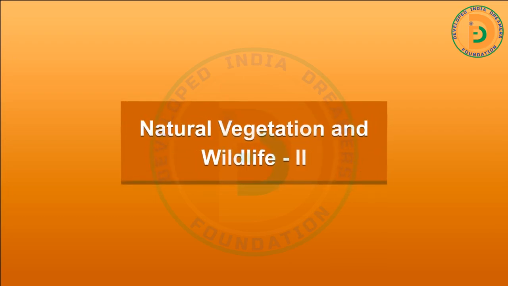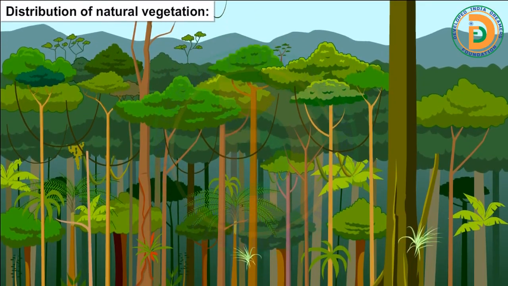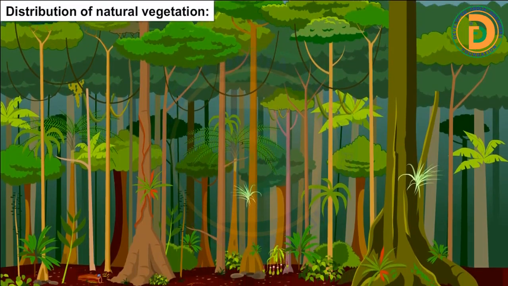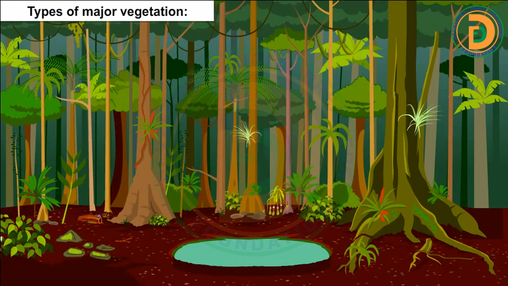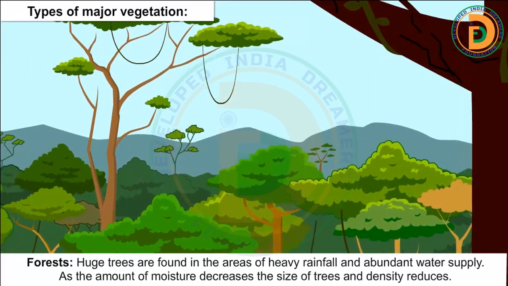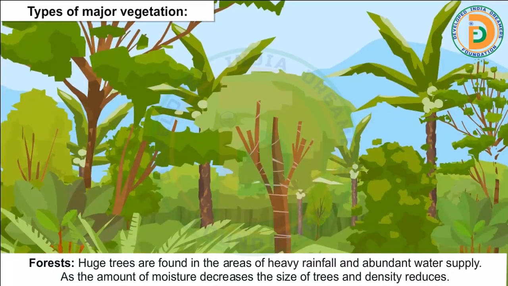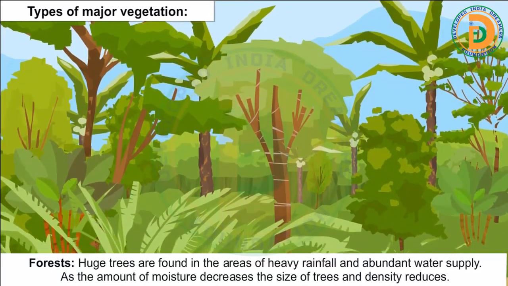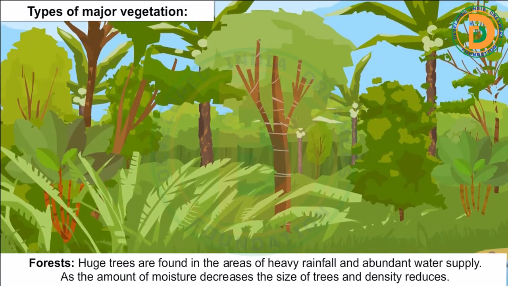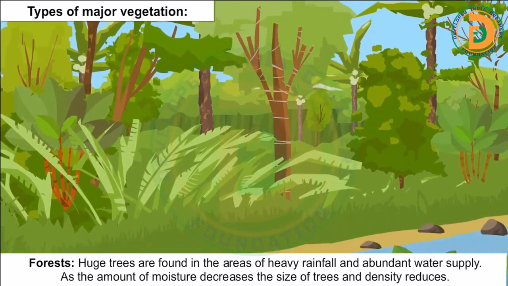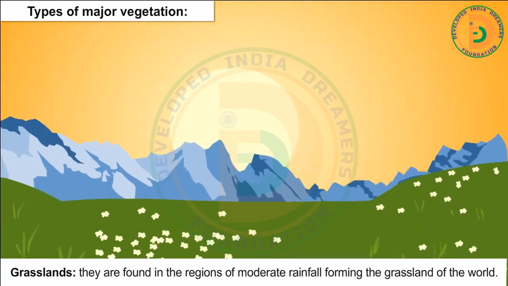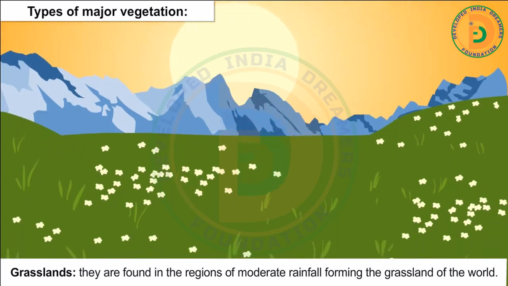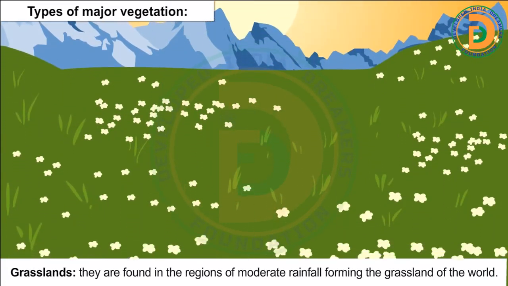Natural vegetation and wildlife. Distribution of natural vegetation: the growth of vegetation depends on temperature and moisture. Types of major vegetation. Forests: huge trees are found in the areas of heavy rainfall and abundant water supply. As the amount of moisture decreases, the size of trees and density reduces. Grasslands are found in the regions of moderate rainfall, forming the grasslands of the world.